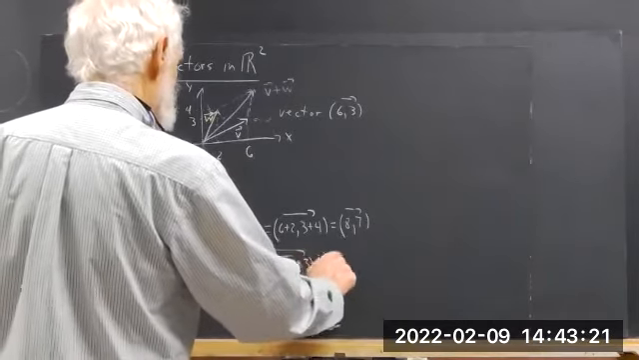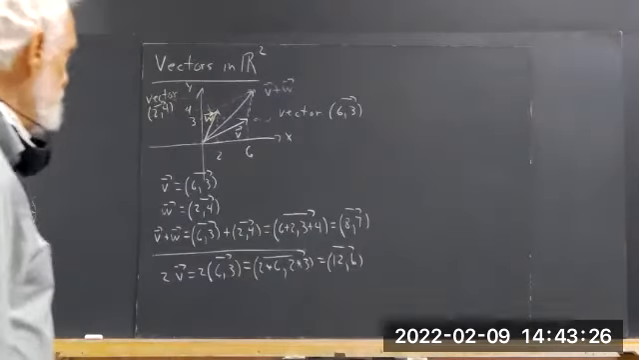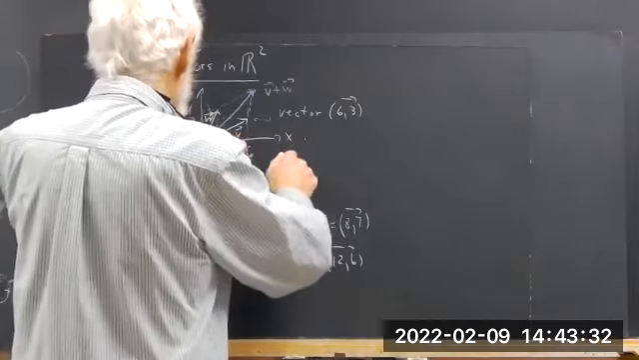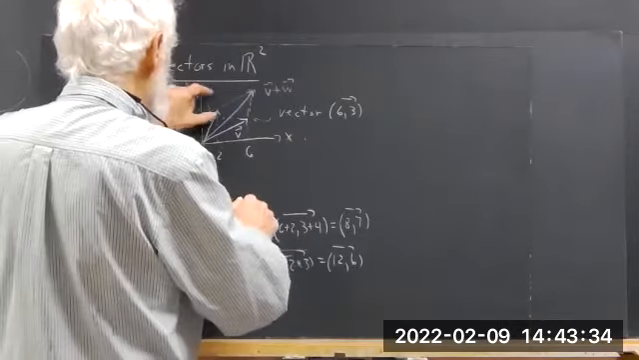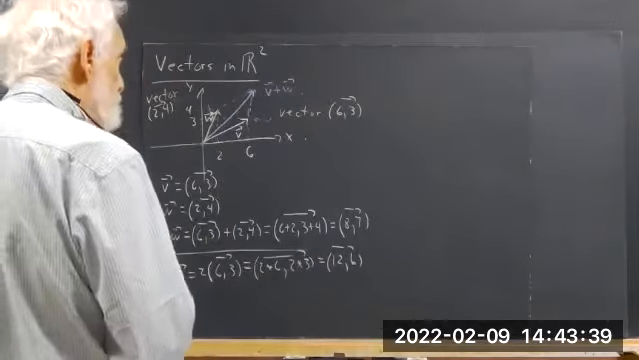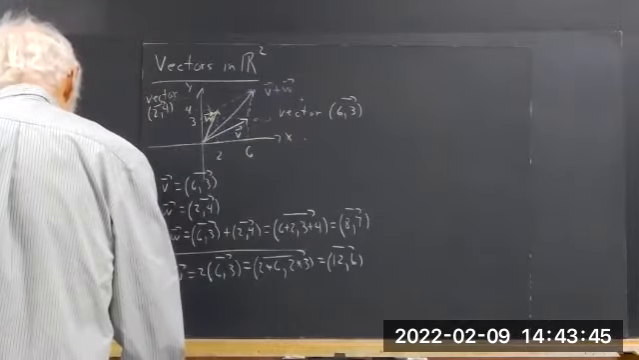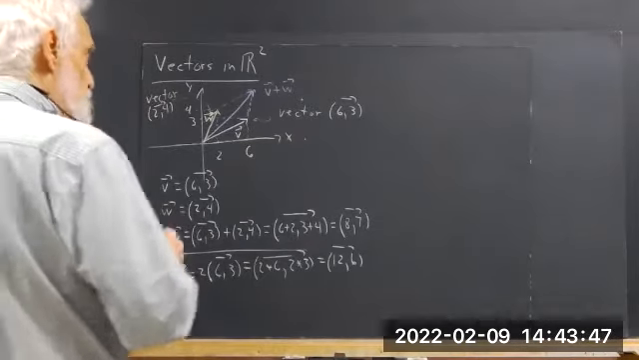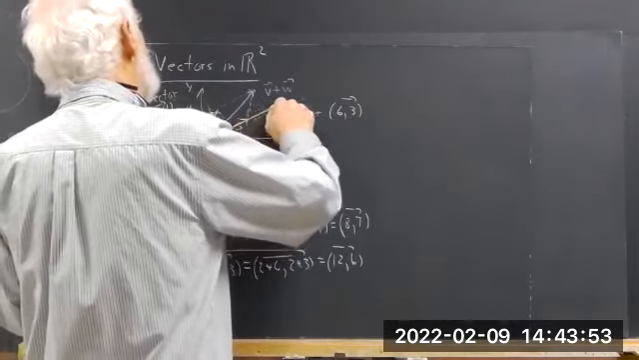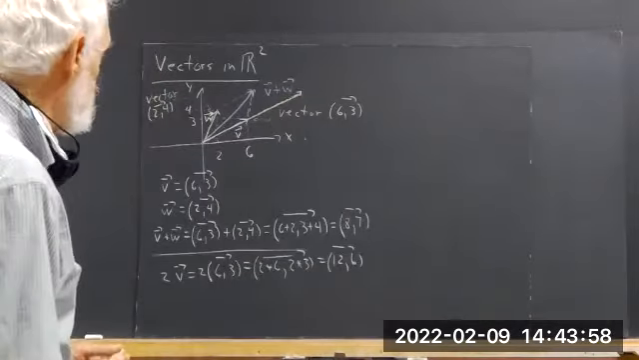2 times 3, which is, of course, 12, 6, would give us the vector 12, 6. So that means we'd go over 12 units from here, maybe to about here. And up 3 and 3, which would be 6 units, that'd be about here. Okay, so the vector 2V would go from here to here.